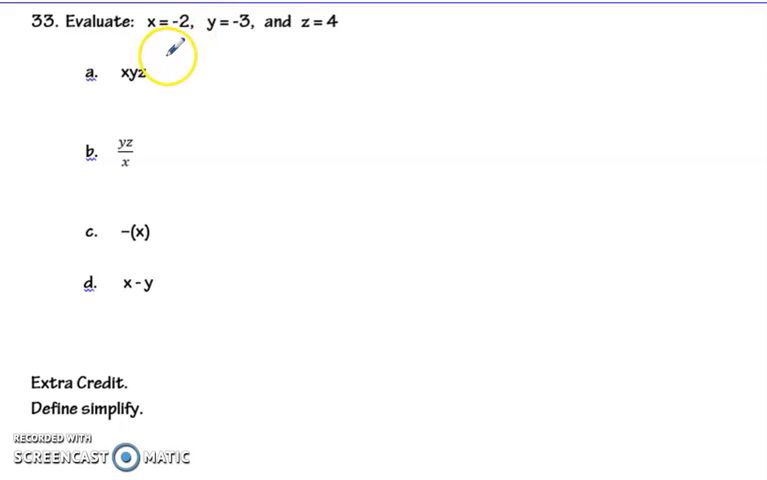Okay, in this case right here, we've got a -2 times a -3 times 4. We've got 2 negatives, so that makes our answer positive. So 6 times 4 is going to be 24. And again, it's positive because there are 2 negatives.